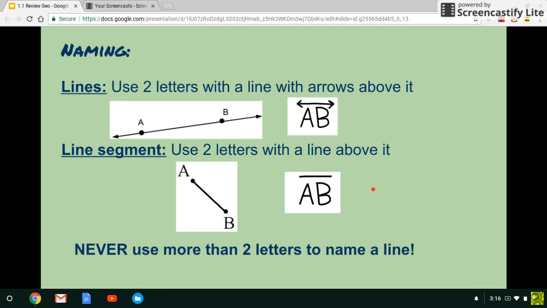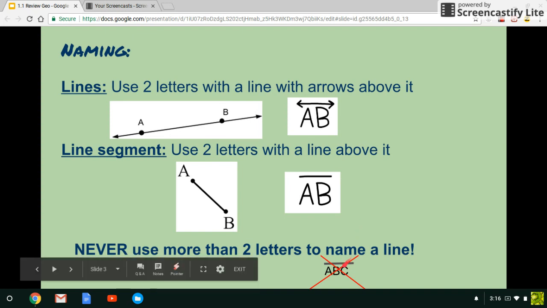All right, and then we never want to use more than two letters to name a line. So if you had a line with A, B, and C on it, you could call it line AB, you could call it line AC, you could call it line BC, but you would not want to use three letters to name your line.